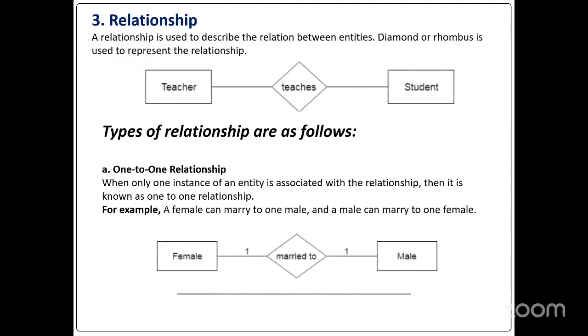Next slide. Relationship. What is relationship now? It is an association between two or more entities. Here we see the types of relationship. How many types are there? There are 4 types. What are they? One to one, one to many, many to one, many to many. Let us see one by one.